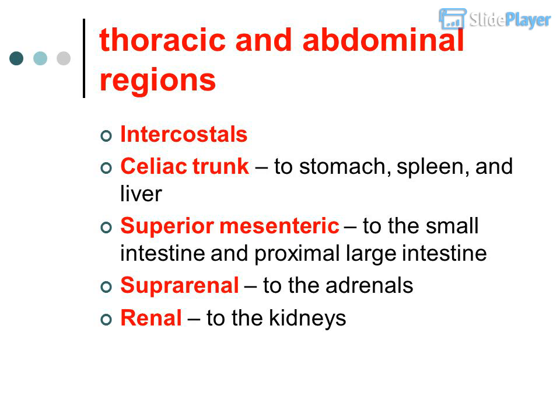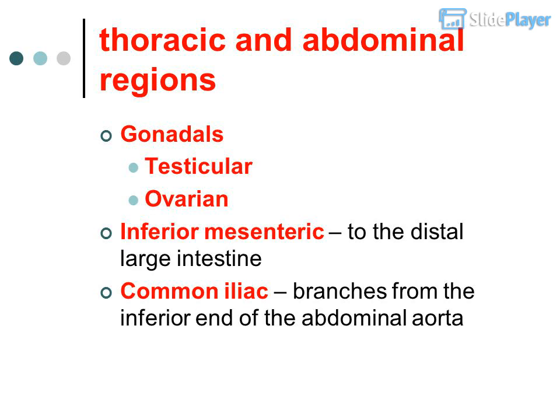Thoracic and abdominal regions. Intercostals. Celiac trunk, to stomach, spleen, and liver. Superior mesenteric, to the small intestine and proximal large intestine. Suprarenal, to the adrenals. Renal, to the kidneys. Gonadals: testicular and ovarian. Inferior mesenteric, to the distal large intestine. Common iliac, branches from the inferior end of the abdominal aorta.